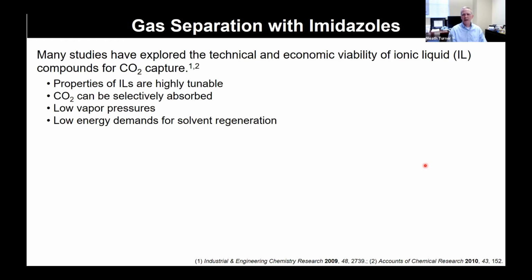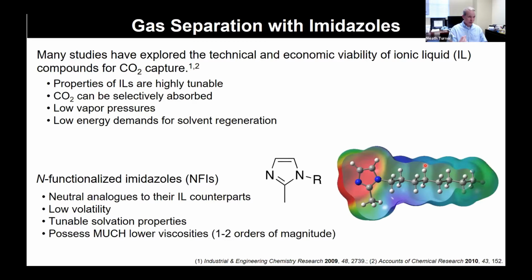So again, people have looked at ionic liquids. Imidazoles are very similar. The main difference is that they're neutral. So they have very similar structures to some of these ionic liquids, but they're really just a neutral counterpart to ionic liquids. So they still have low volatility, much like ionic liquids, very tunable solvation properties, depending on which side groups and other ligands you add to the system, but the viscosities are much lower. The viscosities of these imidazole compounds are 1 to 2 orders of magnitude lower compared to your traditional ionic liquids. And so we were very interested in looking at these materials and their solvation properties and CO2 separation potential.